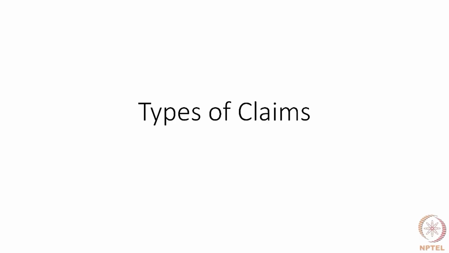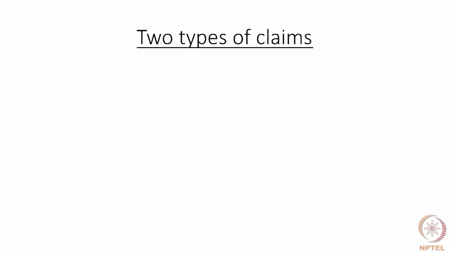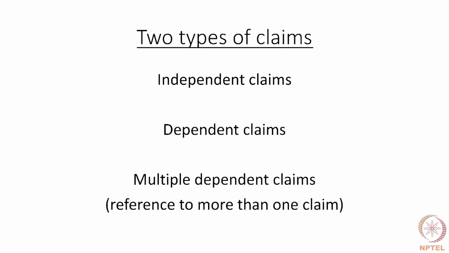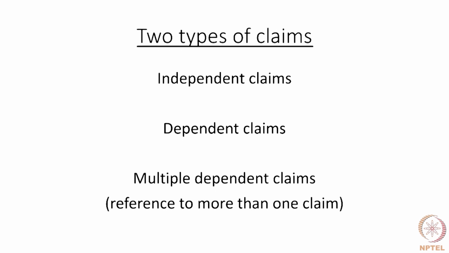Types of claims. There are broadly two types of claims. First is the independent claim, and second, we have the dependent claims. Now, the dependent claims may also be multiple dependent claims, in which you have reference to more than one claim. So, that's a subset of the dependent claim. Now we will show you more examples, then things will be much clearer.